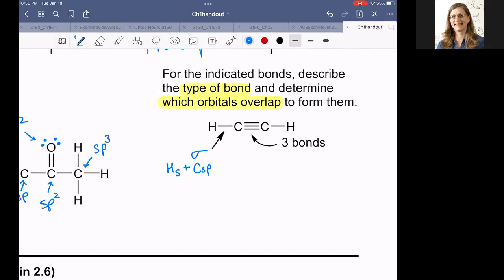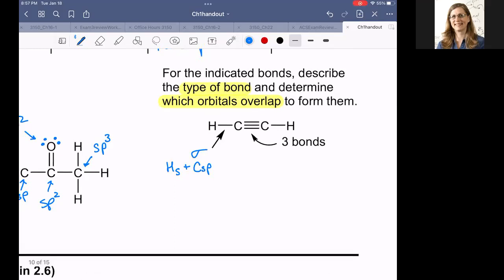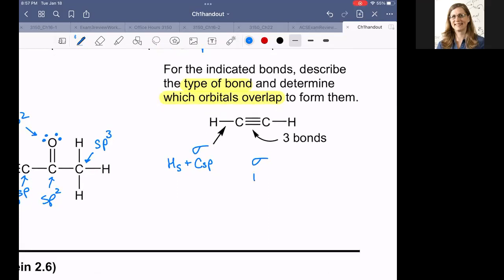Okay, now how about a triple bond? How would you describe a triple bond? How many pi bonds, how many sigma bonds do we have there? Remember, there's always electron density directly between the two nuclei. That's always described as the sigma bond. So you can never have more than one sigma bond. There's always one sigma bond, and any additional bond is described as a pi bond. So this has one sigma and two pis.